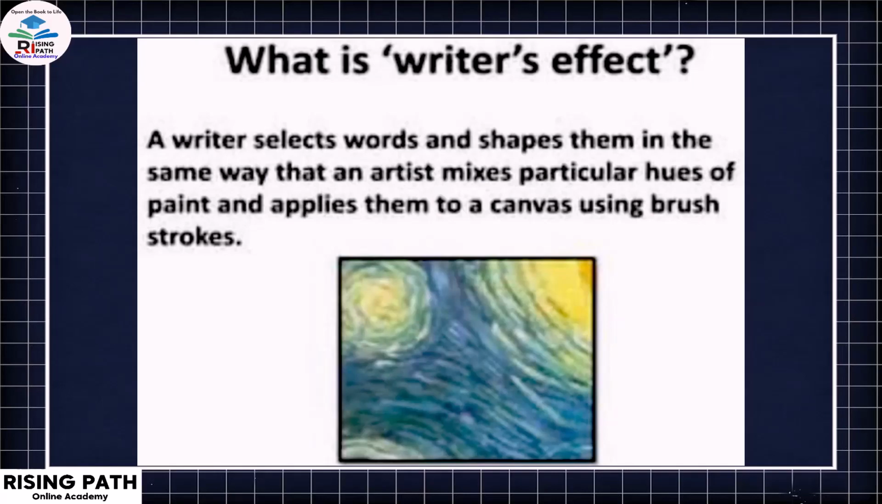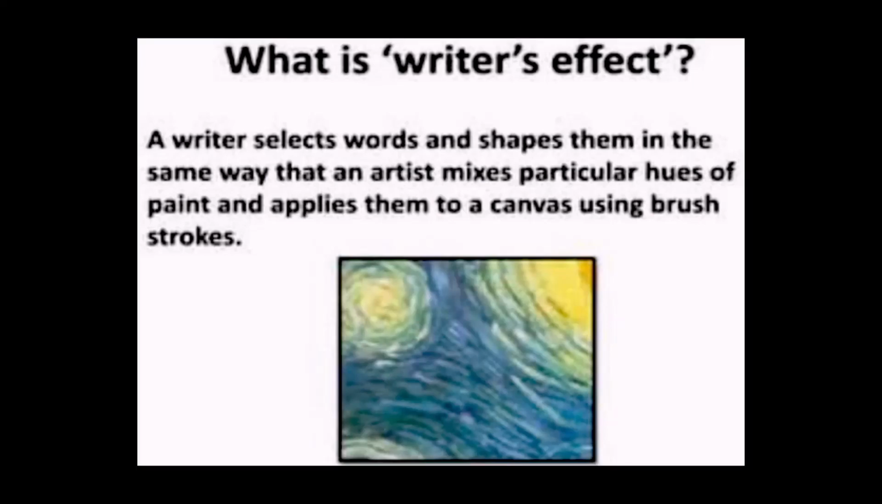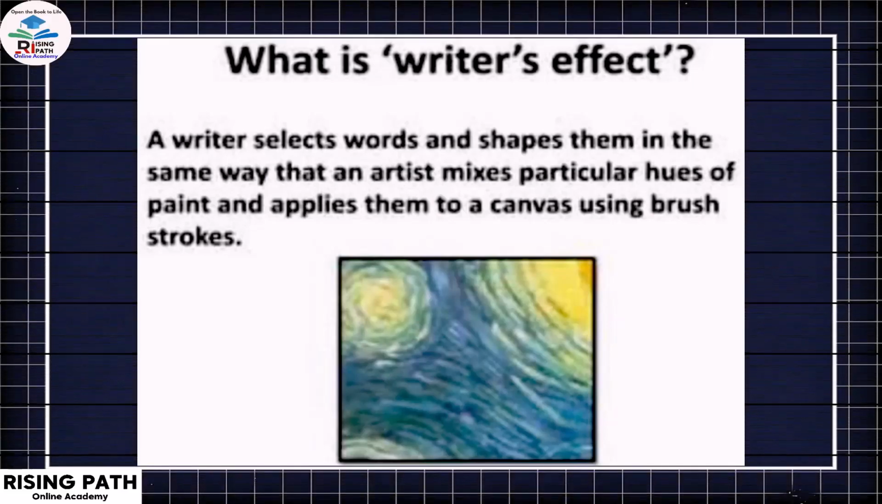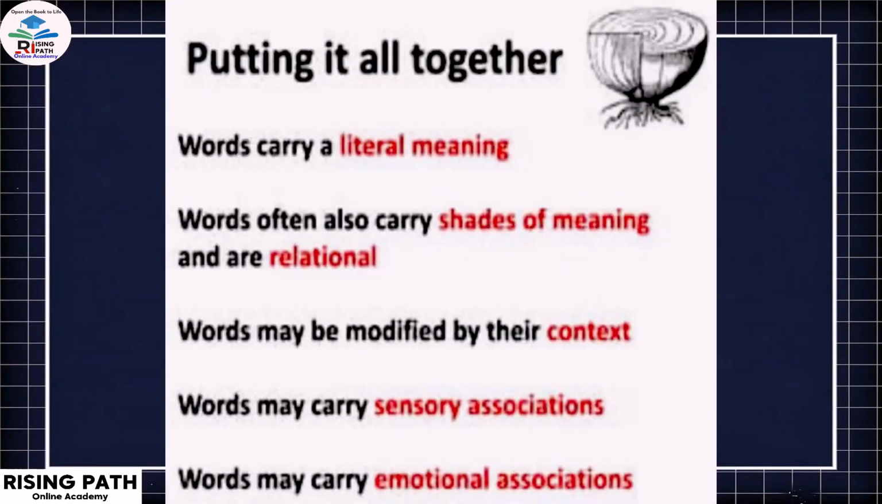A writer selects words and shapes them in the same way that an artist mixes particular hues of paint and applies them to a canvas using brush strokes. Putting it all together, words carry a literal meaning. You all know that words have a literal meaning. Then, words often also carry shades of meaning and are relational. So there are different shades. Sometimes it is explicit, sometimes it is implicit.